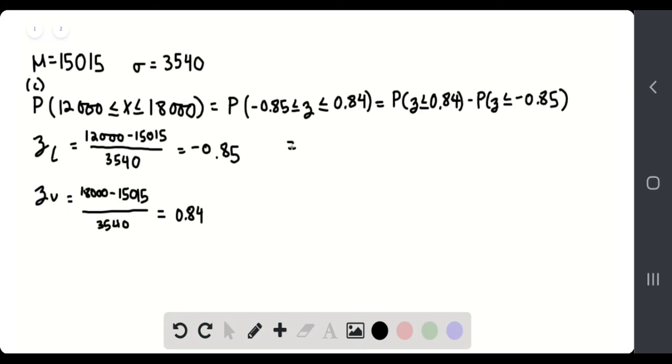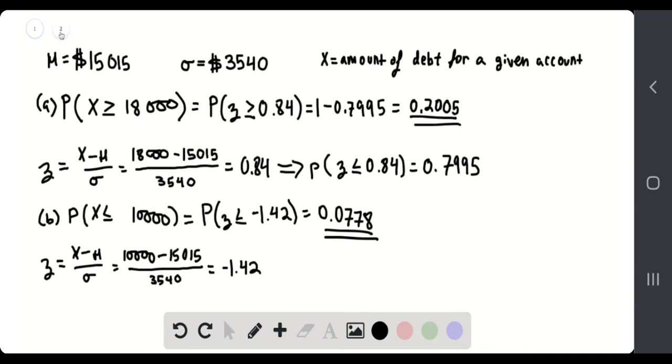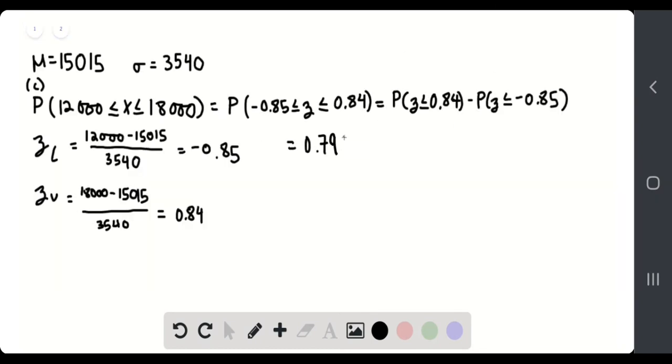So if we look at our table, that first probability is, oh wait, we found that earlier, didn't we? Yeah, I'm smart. 0.7995. Subtract out. Here it is, 0.1977. And when you do that, you get 0.6018.